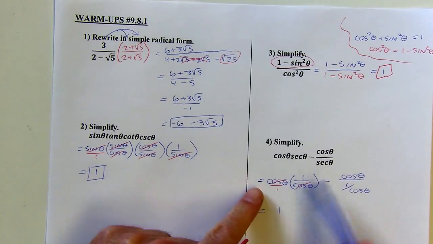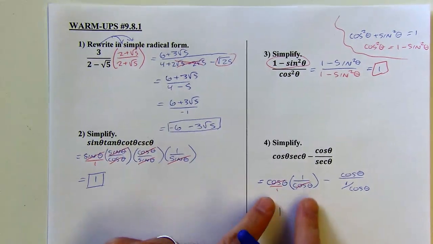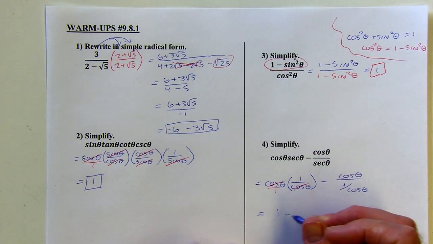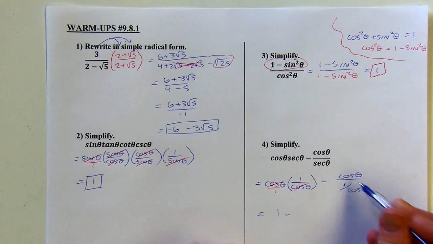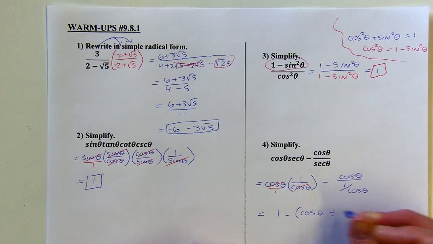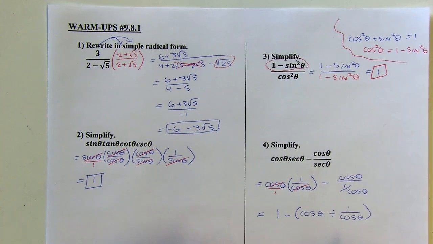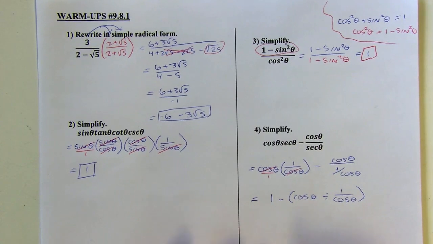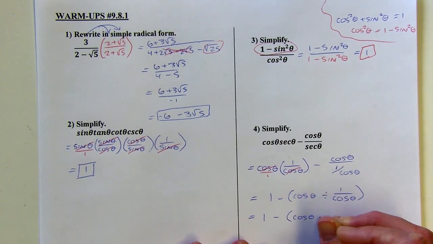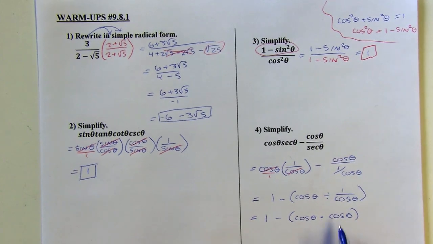A lot of times I'll see people just cross this out and lose this altogether and just say this is all we have left. Well, it still reduces to 1, right? I have a 1 in the numerator and the denominator. I'm going to write this complex fraction as division. So I've got cosine theta divided by 1 over cosine theta. And now that I've got it written as division, I could rewrite it as multiplication. And then, hey, that's going to be cosine squared.